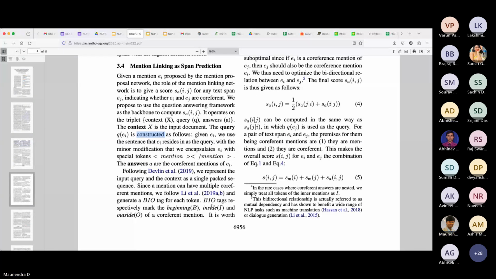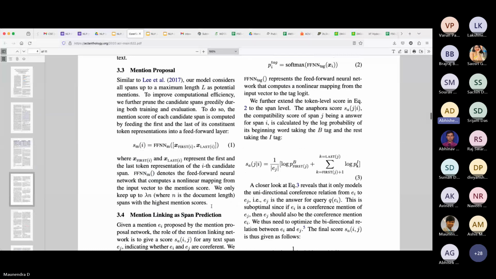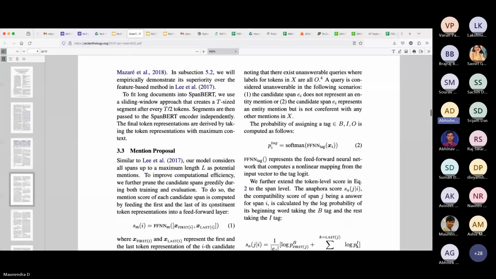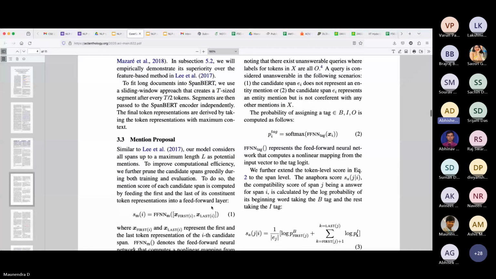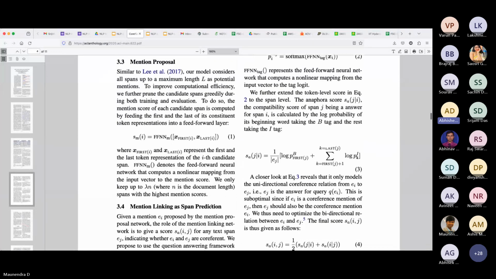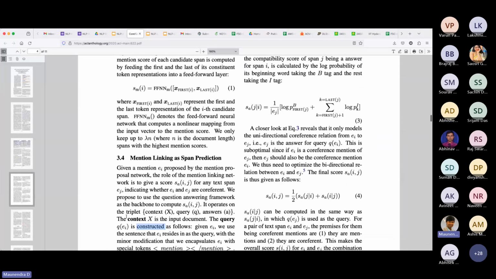Yes. So here is the key: they are giving both the context, I mean the input, and also the mention in the question, and from that they are predicting the score. Right. Yeah, got it. Thank you.